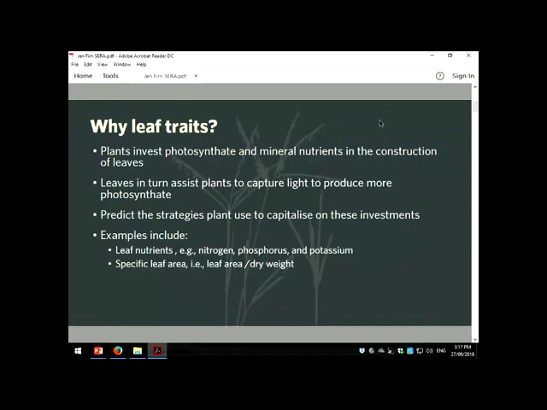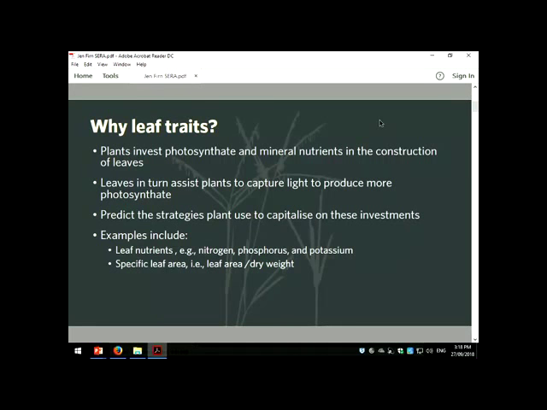So why leaf traits? There has been a very strong focus on leaf traits, particularly in herbaceous communities such as grasslands. And there are really good reasons for focusing on leaf traits as a potential measure of the function of communities. That's because plants invest in photosynthate and mineral nutrients in the construction of their leaves. And leaves, in turn, assist plants to capture light to produce more photosynthate. So they're absolutely key in the growth strategies that plants use. Therefore, they've been used in many incidences to predict the strategies that plants can use to capitalize on these investments.